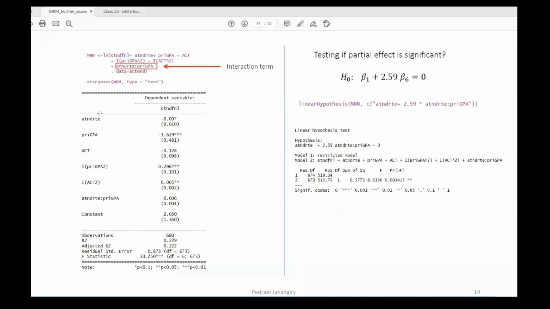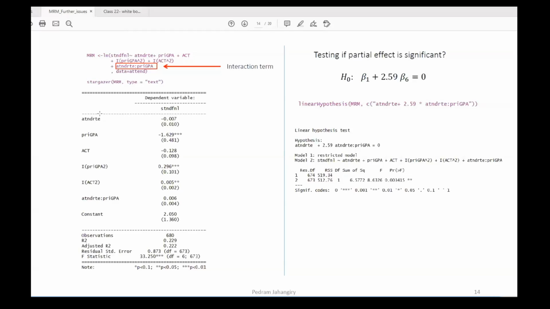So let's regress the final exam score on attendance rate, prior GPA, ACT score, and the interaction between attendance rate and prior GPA, using the data attend. This is something that I want you to do for your final project as well. Come up with some interesting interaction terms. And where should you start? You should start from intuition. If you believe that the partial effect of one variable should depend on some other variable, then you use an interaction term.